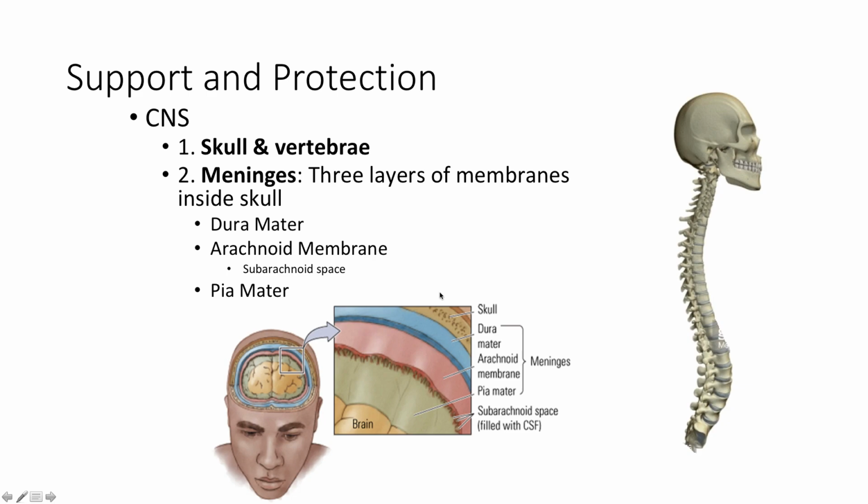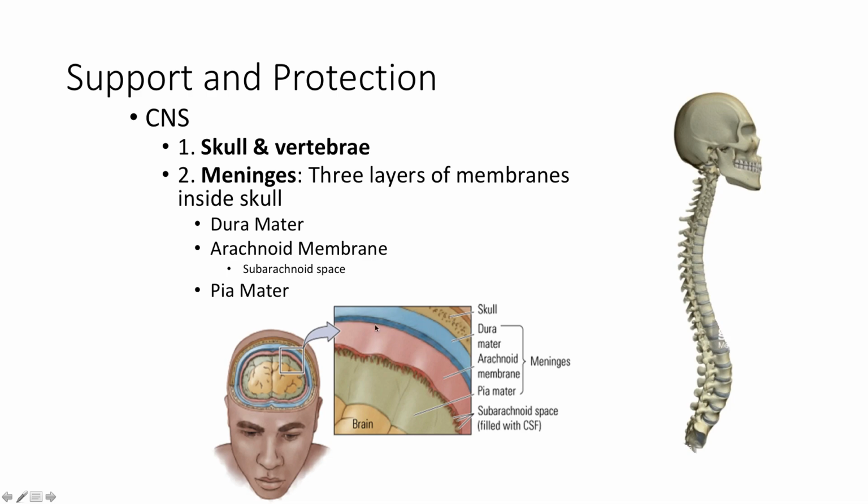Then we have the three meninges. The meninges are 3 layers of membranes inside of the skull. So in this picture you see the skull right here and you see the brain right here. So the meninges again are between the brain and the skull. So we have three types of meninges. The first one is the dura mater, which means tough mother. This is the thickest one of the 3, and it's the most outside, so it's right under the skull.